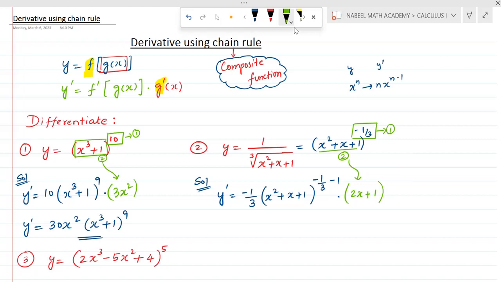So you have this first and second. Now you will simplify. What is the simplification here? Y prime is equal to minus 1 over 3 times (x square plus x plus 1) to the power minus 4 over 3, into (2x plus 1). That's it. So this is the final answer.